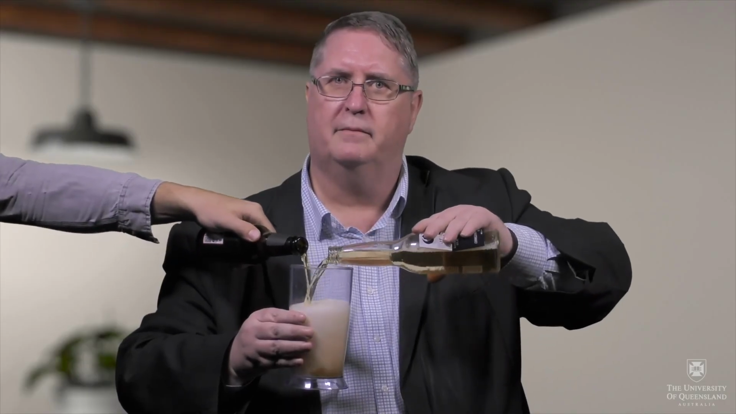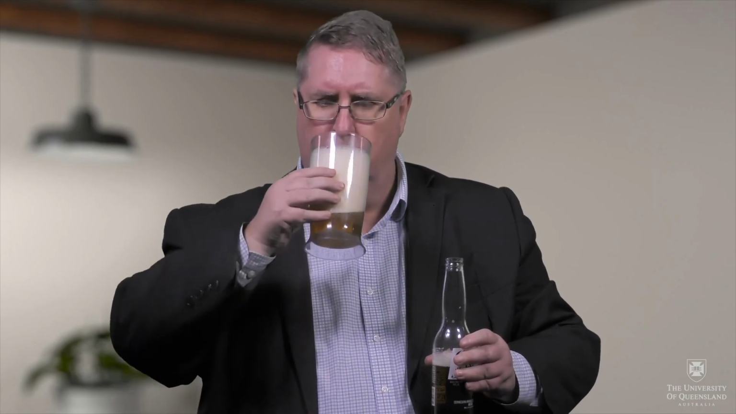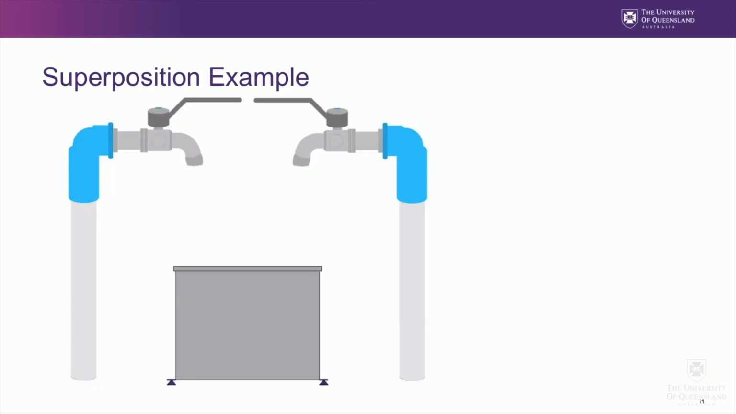This prop demonstrates the idea. I can half fill the container with one fluid and top it up with a second, or we can pour them together. Either way, the overall height is the sum of the two. The fluid heights superimpose. Not bad. Let's look at this example in more detail.